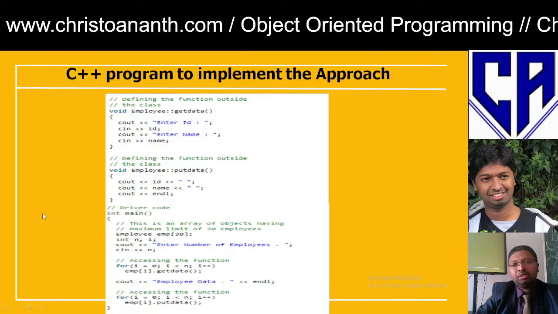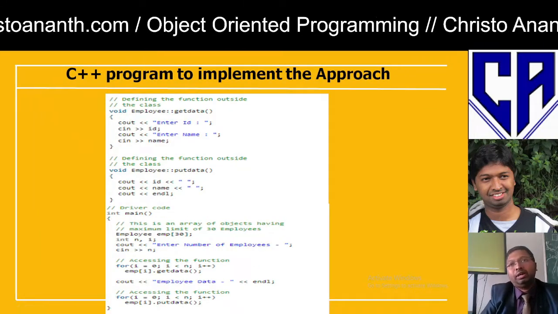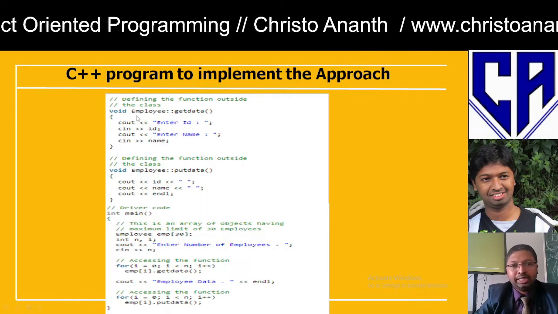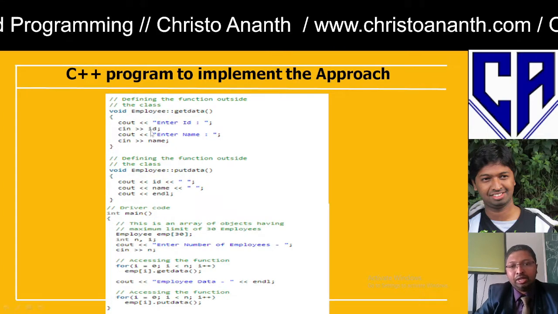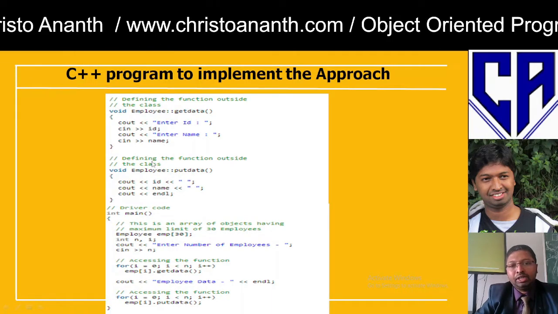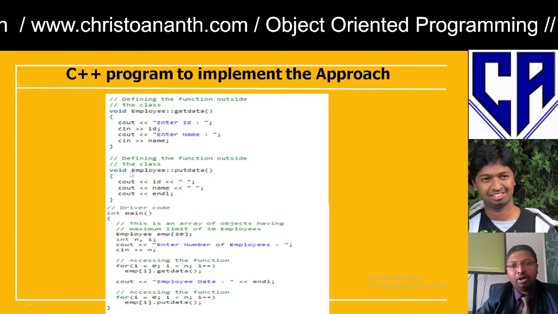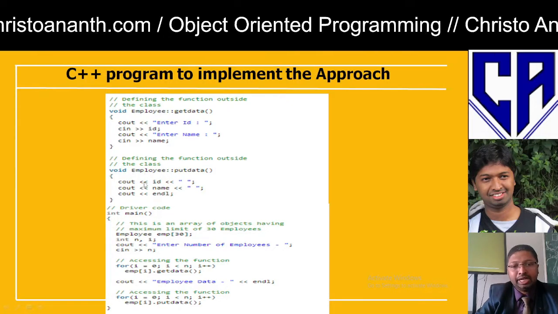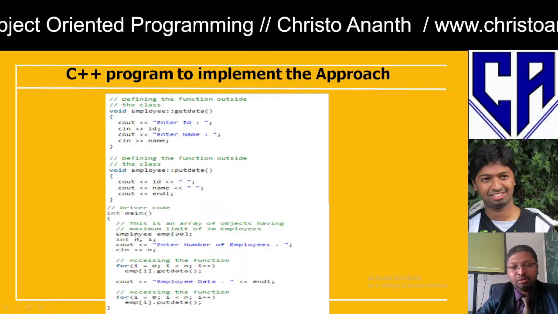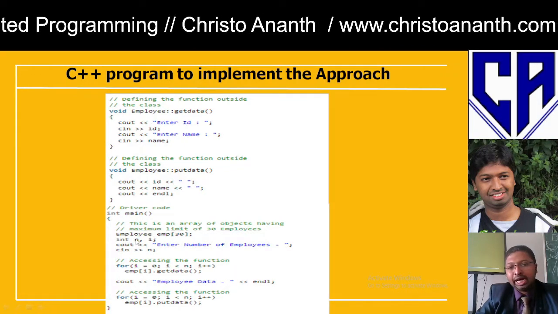Now, that's one question. To add more than one employee, we use this: void employee get data, cout enter id, you get the id, and then you enter the name, you input the name. You define the function outside the class, which is void employee put data, it prints id and name, and then you terminate the function. You have a driver code: employee emp of 30, int i comma n.